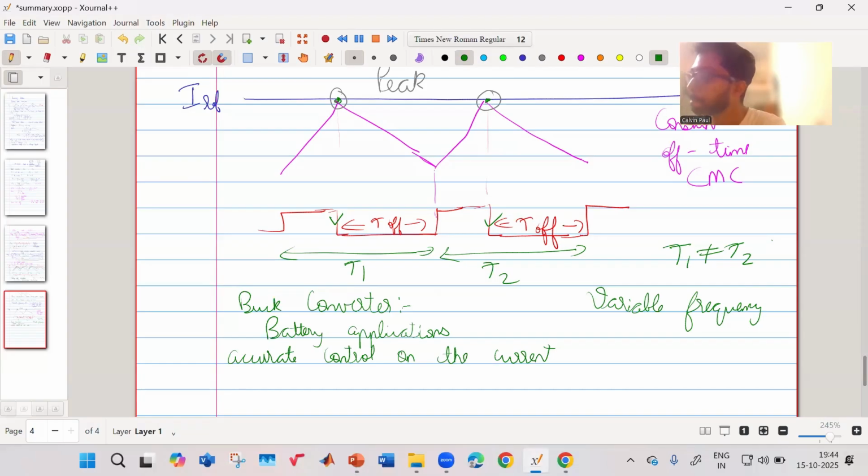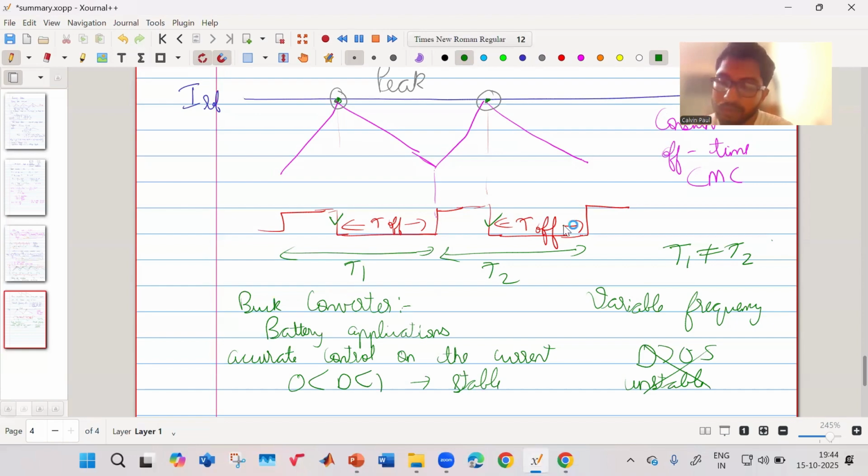Now, this one doesn't have the constraint that if duty is greater than 0.5, it is unstable. This is not true here. This is stable for the entire duty ratio range, from 0 to duty 1. So that is the advantage of why we are going for variable frequency current mode control.